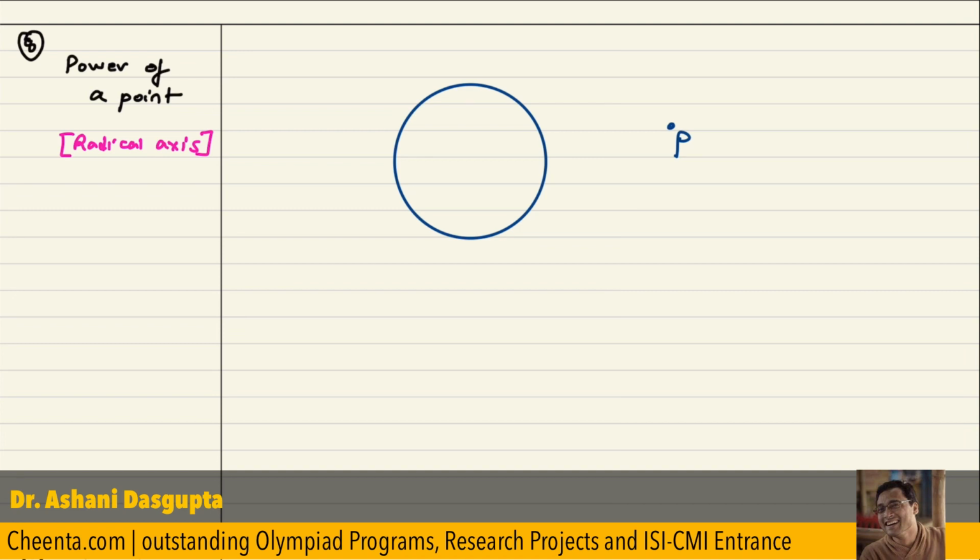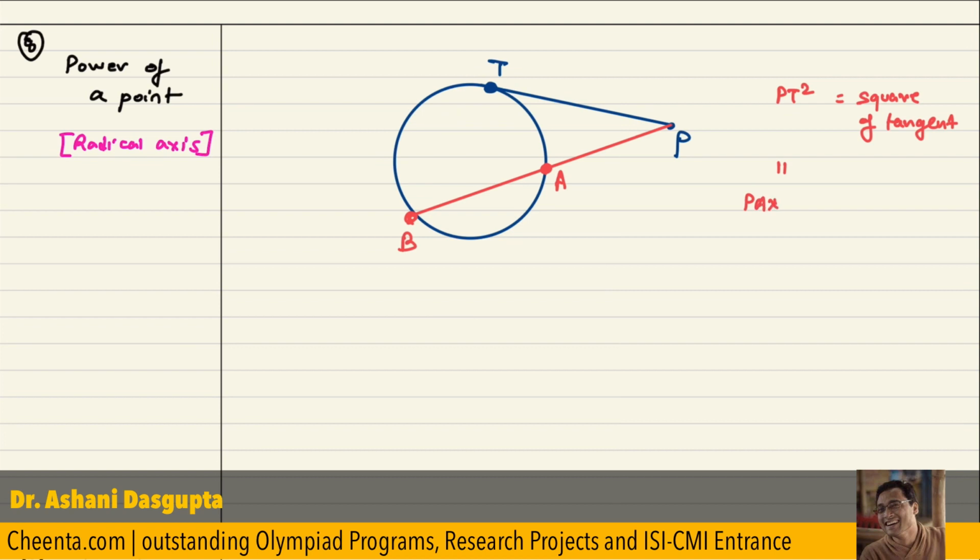So what you do is you draw a tangent. Let me draw it carefully. You draw a tangent, let's call this T. And you would also draw a secant, suppose. Then you can say that the distance of the point P from the circle is PT squared. That's the square of the tangent, which turns out to be equal to PA times PB. So this value PT squared or PA times PB is called the power of the point P.